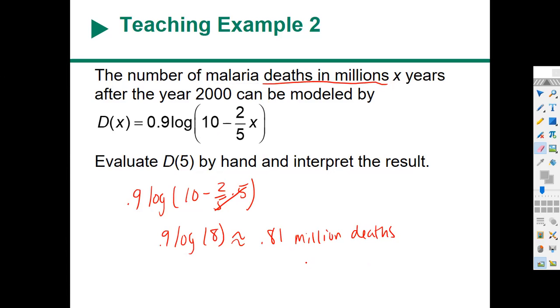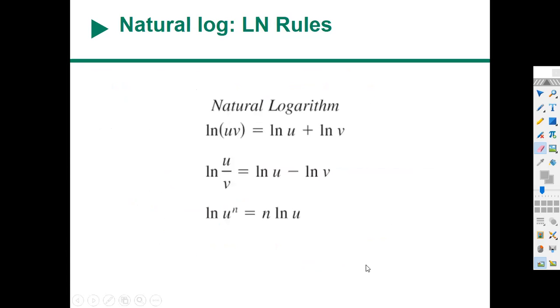So the malaria deaths, and this would be 5 years later. So this was modeled by what year with this? Because the 5 plus 2000, so in 2005. So people are still dying, or well, we're still dying of malaria, and quite a bit.